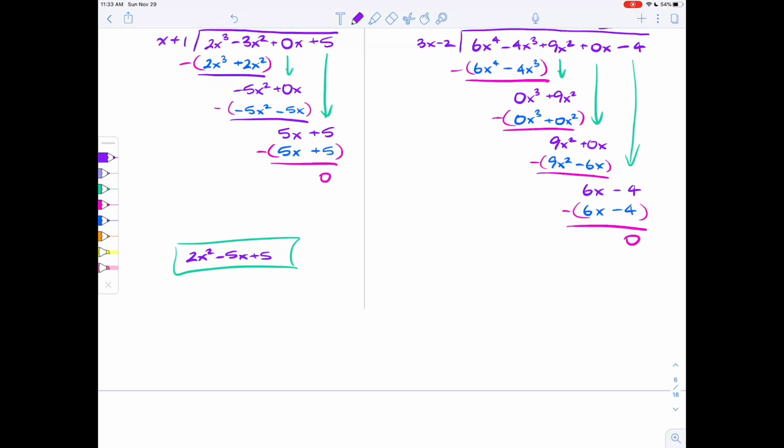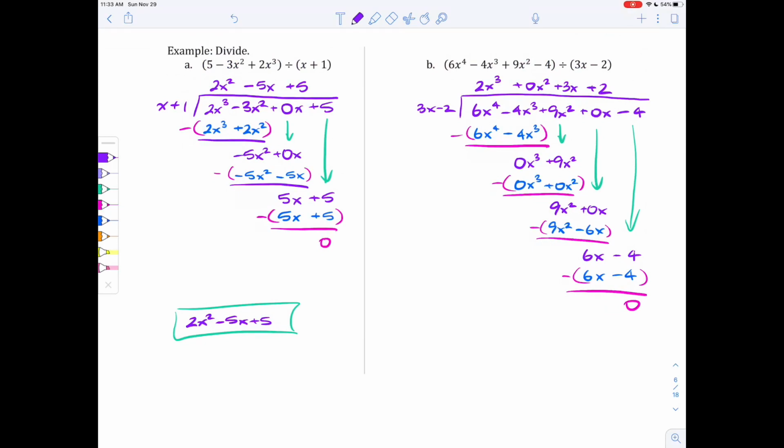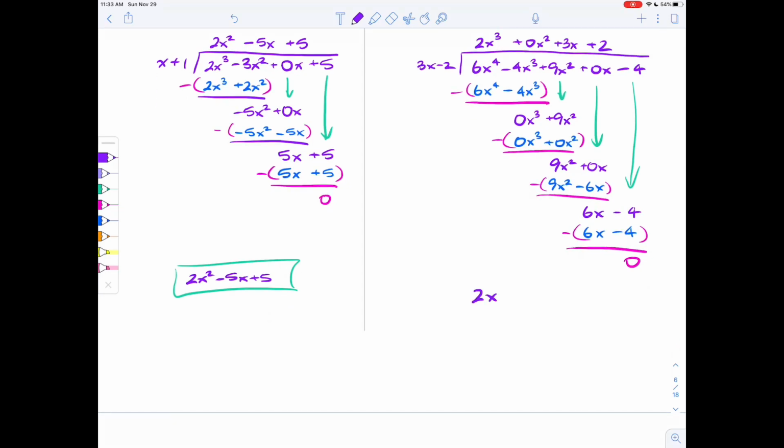So our answer in this case, when we take 6x to the 4 minus 4x cubed plus 9x squared minus 4 and divide it by 3x minus 2, we get an answer of 2x cubed plus 3x plus 2. That's this one done. We're not writing this 0x squared because that would be considered an unsimplified final answer, because 0 times anything is 0 and 0 plus anything gets completely wiped out. So that's those ones done.